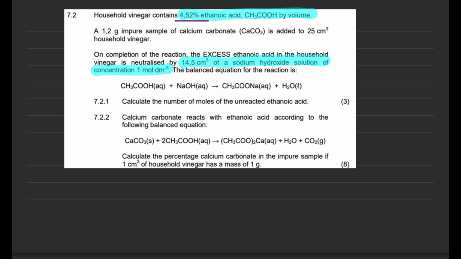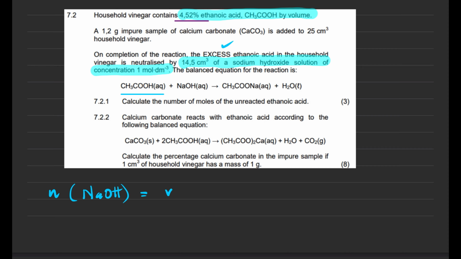7.2.1, calculate the number of moles of the unreacted ethanoic acid. So basically here they are looking for the amount of ethanoic acid which was actually neutralized because it was the excess amount which did not react. So in order for us to find this, we need to find the number of moles of sodium hydroxide which actually neutralized the excess. Then from there, we are going to find the number of moles of ethanoic acid. The unreacted one is the excess amount, okay?